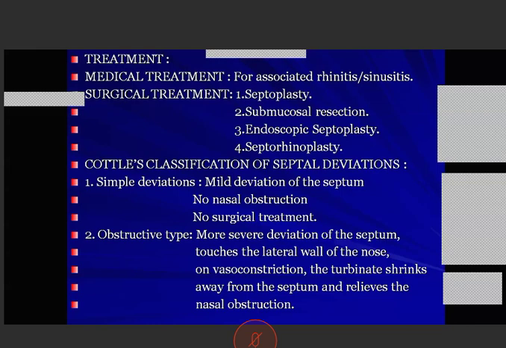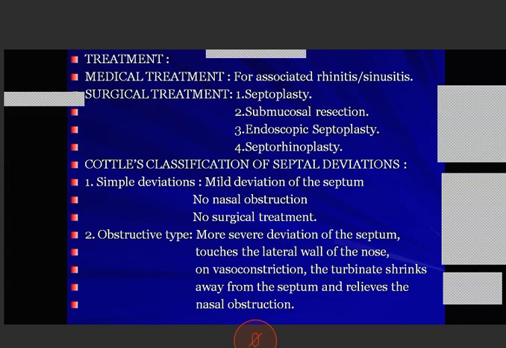So any deviations anterior to this Cottle's line are called anterior deviations, and they are mainly due to the cartilage. Any deviations posterior to this Cottle's line are called posterior deviations, and mainly they are due to the bone. So these anterior deviations are corrected by septoplasty and posterior deviations are corrected by submucosal resection of the septum. So that is the importance of the Cottle's line.